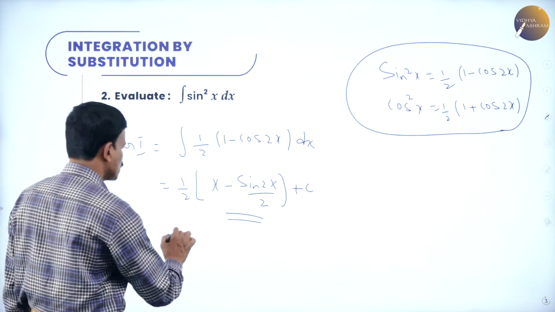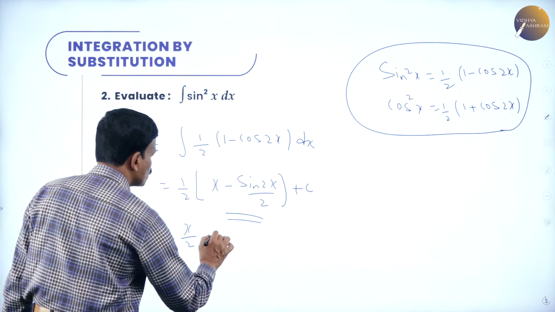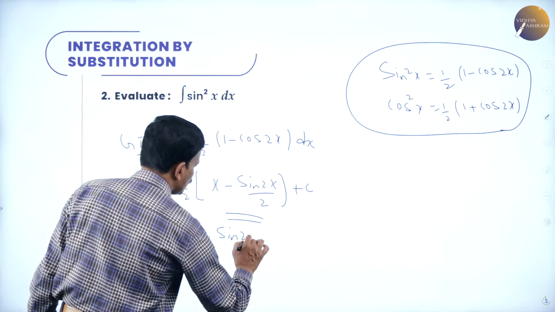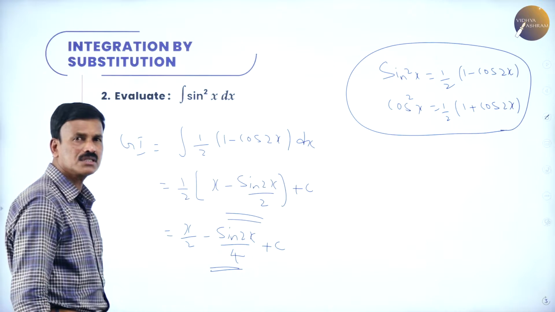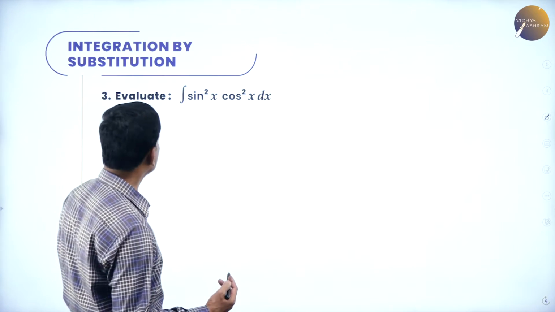Or if you want, you can just multiply by 1 by 2: x by 2 minus sin 2x divided by 2 into 2 is 4, plus c. This is the answer. Okay. Now let us come to the next problem.